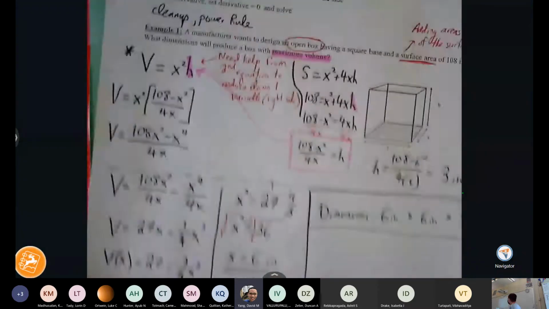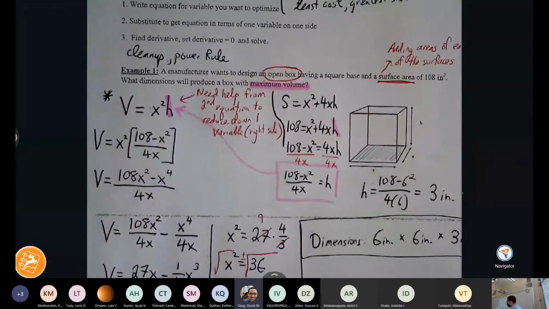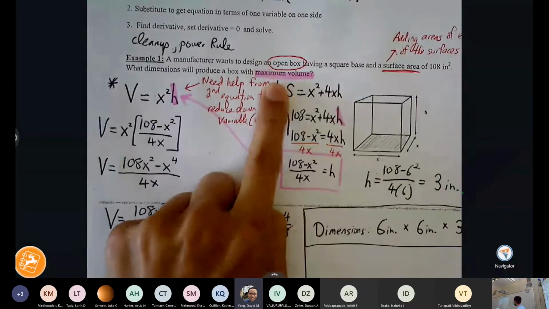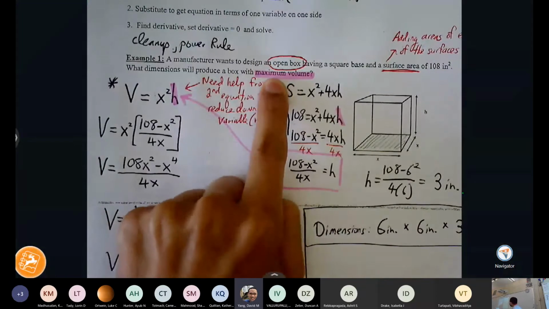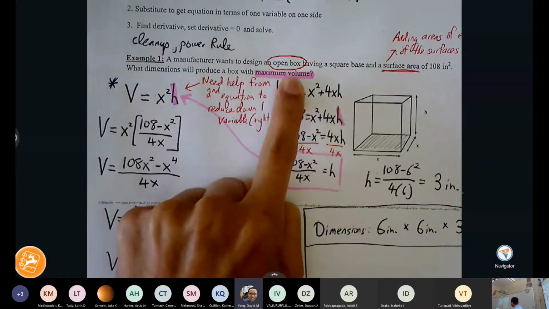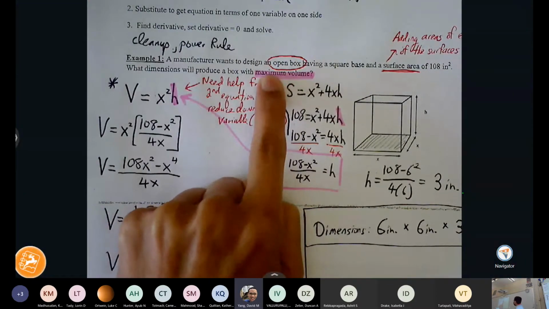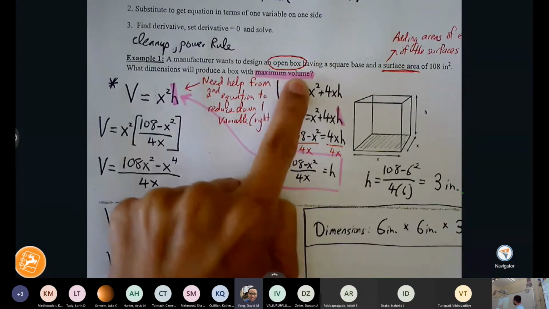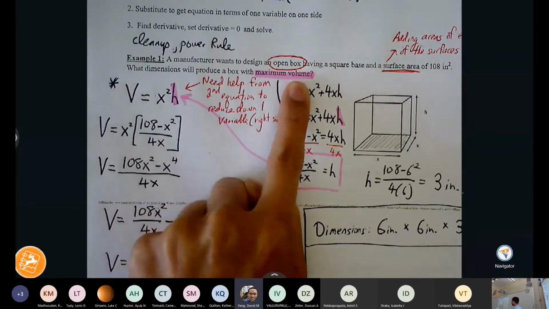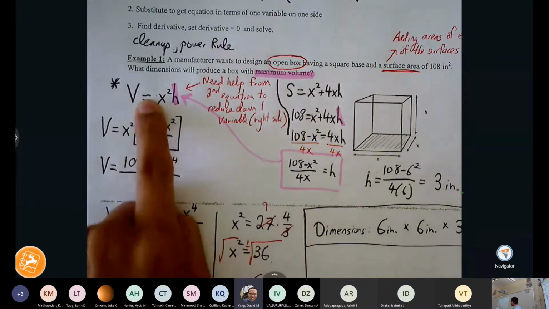Okay. So first thing is we read the problem and we have to just locate that keyword. What is that keyword describing? It could be cost, it could be area, it could be perimeter. Okay, but in this case it's volume. So from there, you create your volume equation.